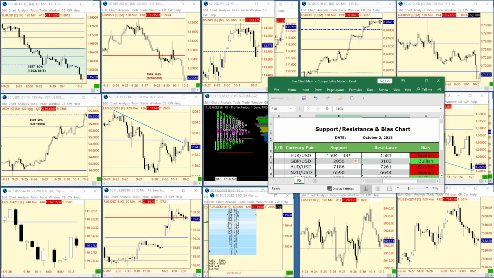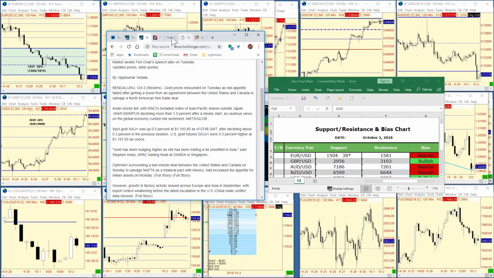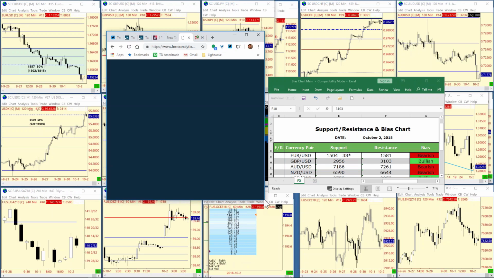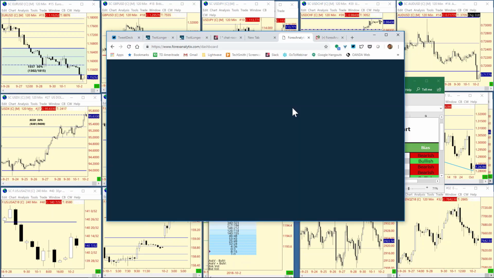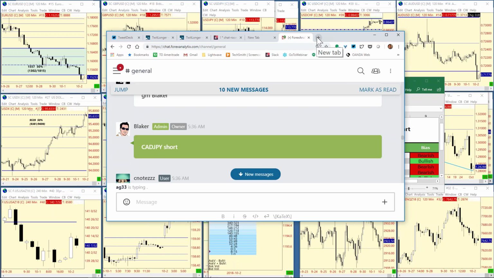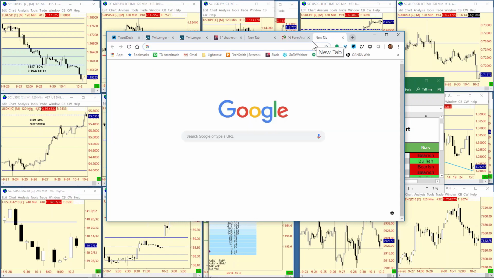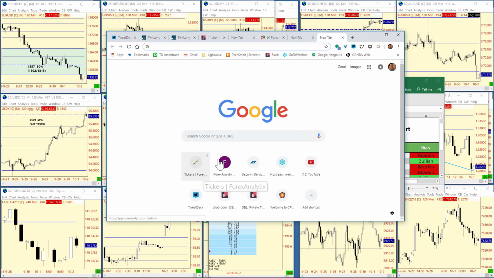And let's take a look at cable. Now, cable, we just covered that. Our target, the downside that we're looking for in the analysis here in the ForexAnalytix, we pointed that out. Let's see, I've got the chat room here. But our target was, there's a chat room. There we go.